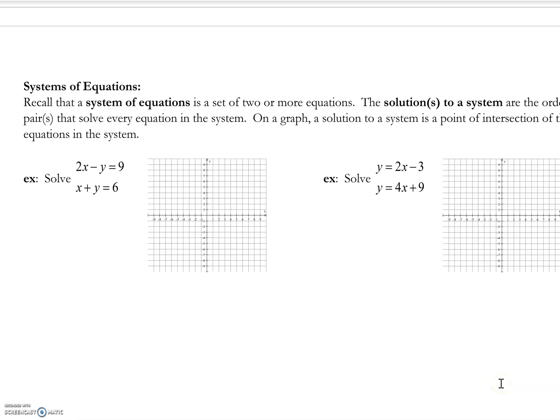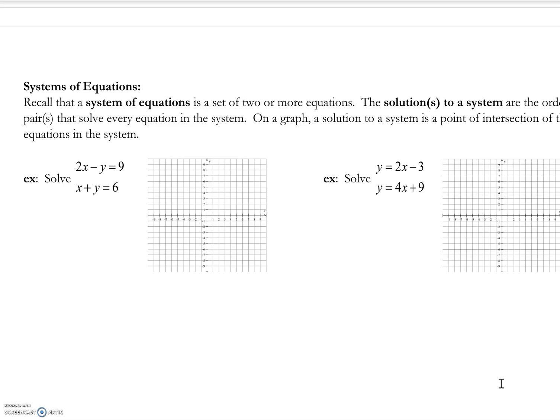So to build off the idea of solving equations both graphically and algebraically, we can extend that to solving a system of equations. A system of equations is a set of two or more equations, and the solution to the system is the ordered pair that solves every equation in that system. For example, if I give you two equations and you graph them, where they intersect is the ordered pair that solves both of those equations.